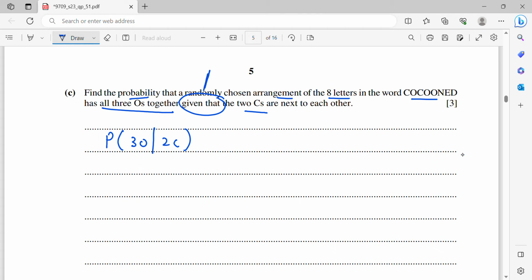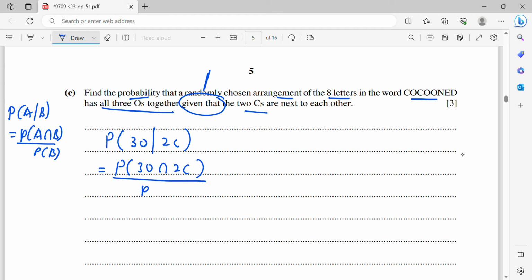So from the conditional probability formula, P(A|B) is P(A intersect B) over P(B). So from here I will get P(3 O's intersect 2 C's) over P(2 C's). So what does it mean by 3 O's and 2 C's? These 3 O's together, intersect means and, 2 C's are next to each other.